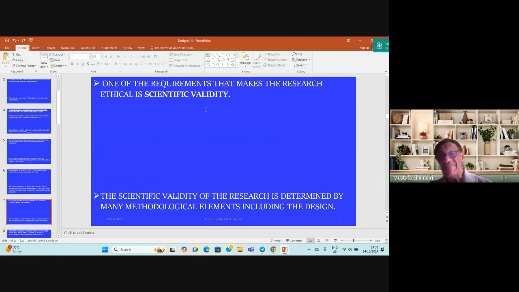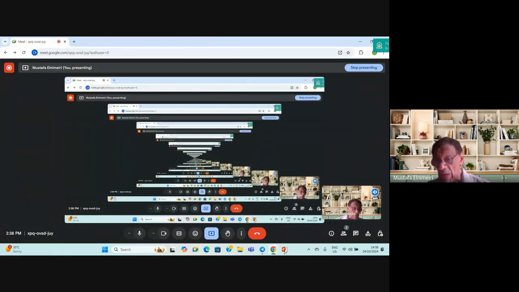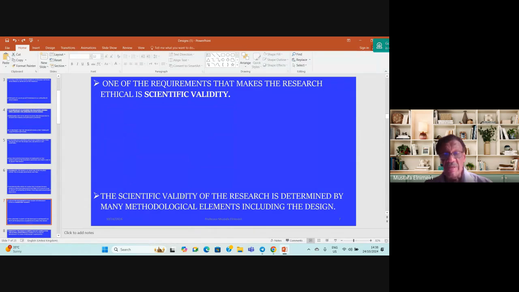One of the requirements that makes the research ethical is scientific validity. The scientific validity of the research is determined by many elements of the methods, including the design, the sample size, and the sampling technique through which the investigator will select the sample elements, etc. There are so many elements that will empower the scientific validity, and this is also related to the ethical aspects when coming to review the proposal ethically.